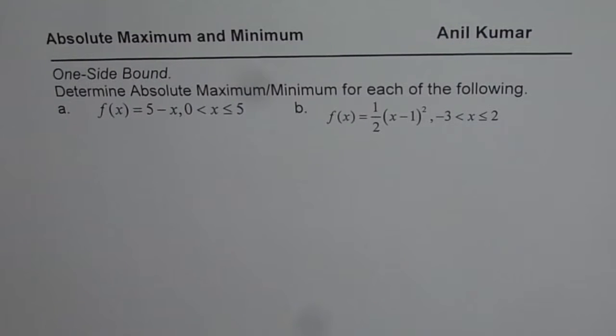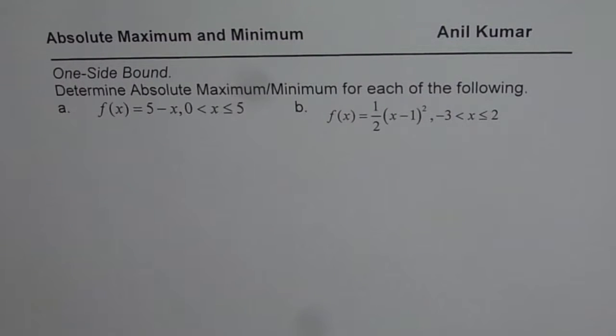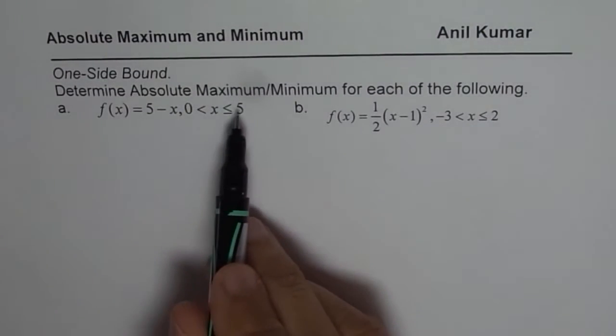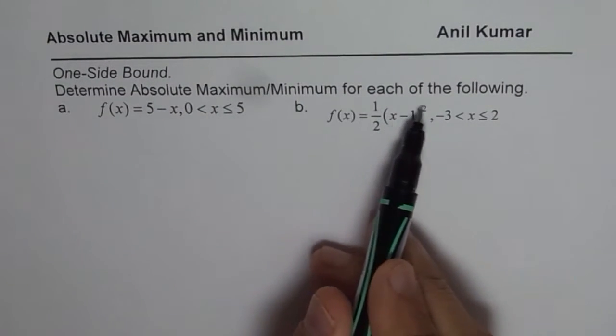I'm Anil Kumar, and in this video we'll explore absolute maximum and minimum of a function when one side bound is the condition for us. So one boundary condition is given to us, the other side it is not bounded. The question here is: determine absolute maximum or minimum for each of the following.